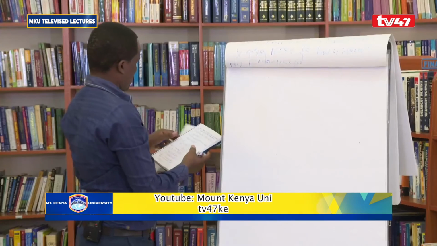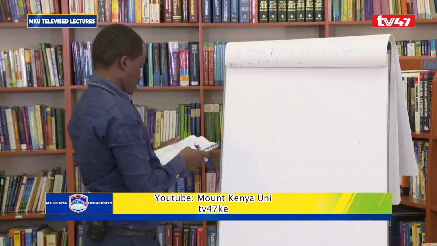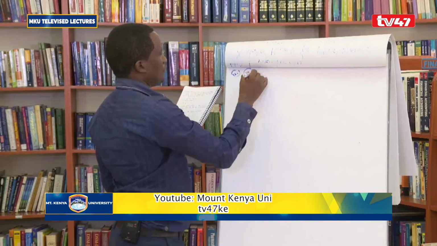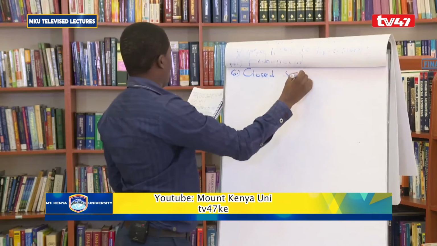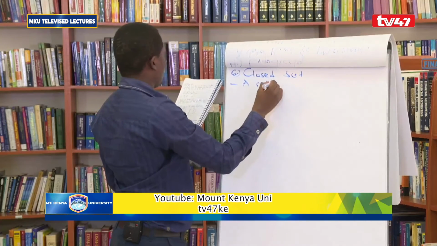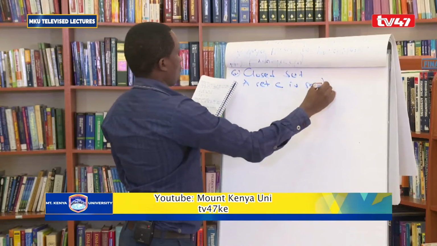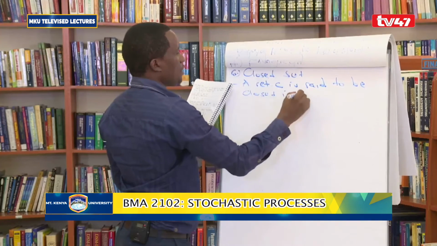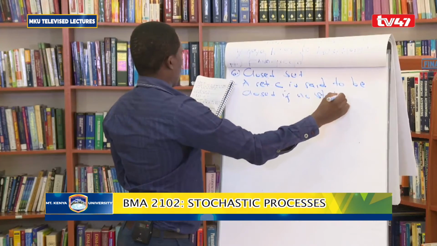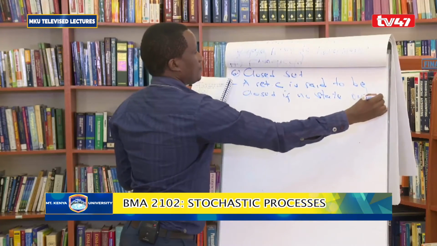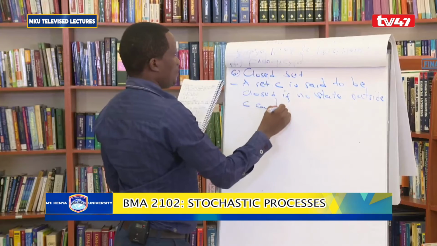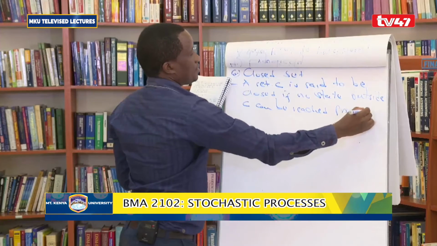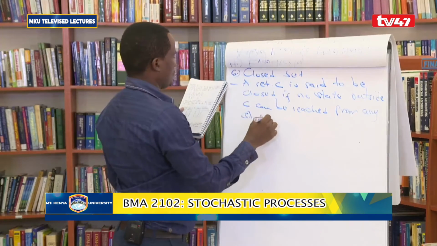Another definition, number 6, a closed set. A set C is said to be closed if no state outside C can be reached from any state in C.